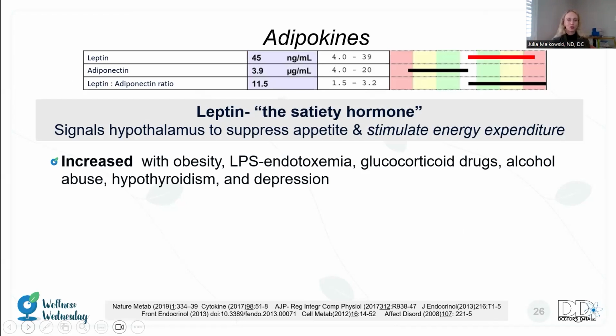Our next look at biomarkers will be the adipokines. We have leptin and adiponectin. Leptin is known as the satiety hormone. So this hormone signals the hypothalamus to suppress appetite and stimulate energy expenditure.